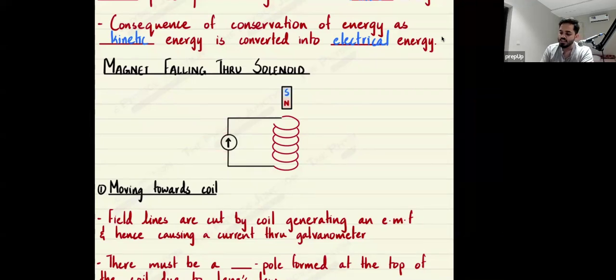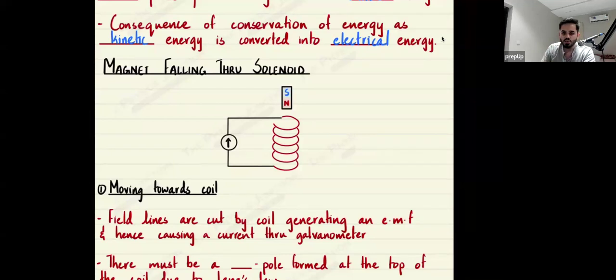So first of all, I can see that as the magnet is dropped, as it moves towards the coil, again, field lines would be cut. There are field lines here, and as it moves, the field lines would now be here, and then here, and then here. So the points of intersection are changing. We would say that the coil cuts through the field lines. This would generate an EMF according to Faraday's law.